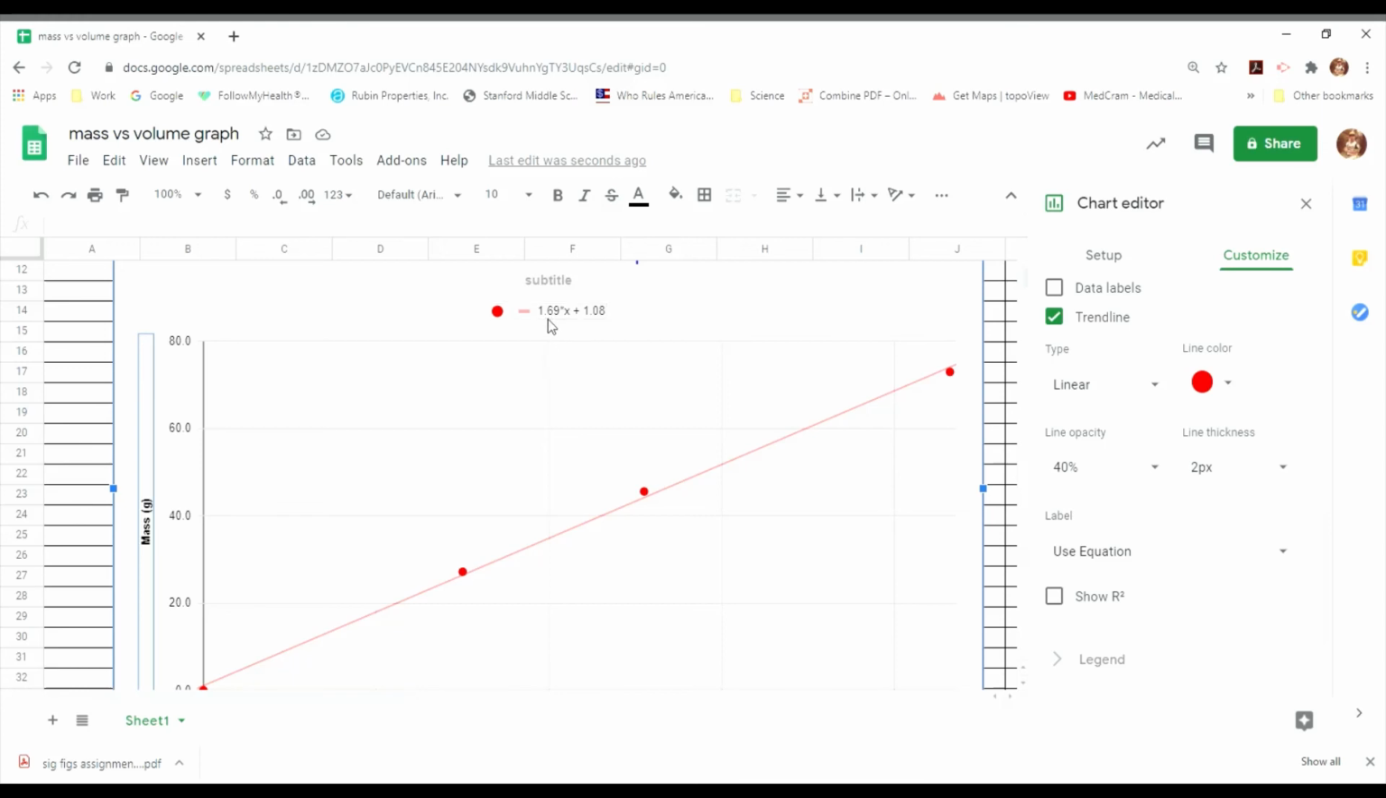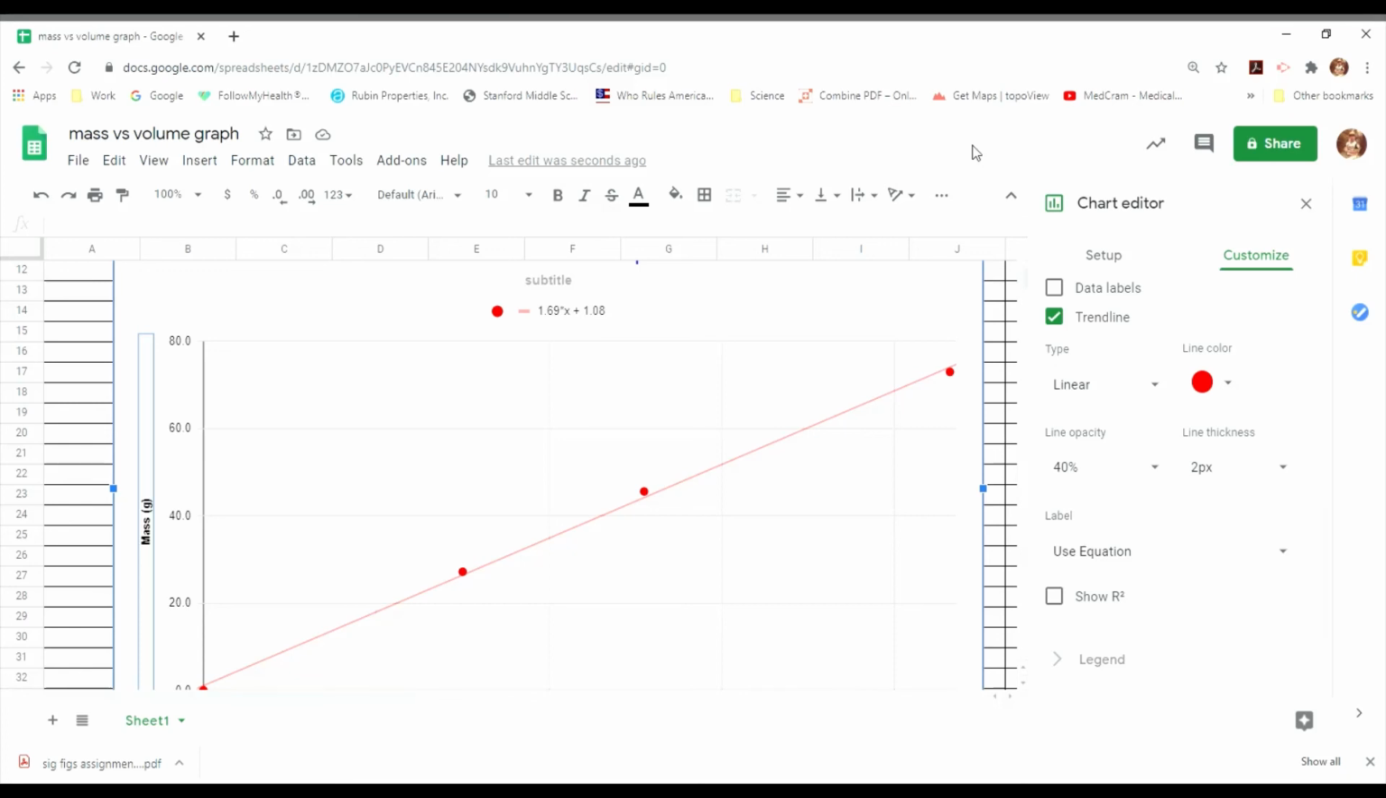But here's the slope, 1.69. So that's your slope of this line. And since we know that the slope of this line is the density of the substance, then we know that 1.69 is the density. And since our units here on the y-axis are grams and the units on the x-axis are milliliters, that means that our density is 1.69 grams per milliliter.